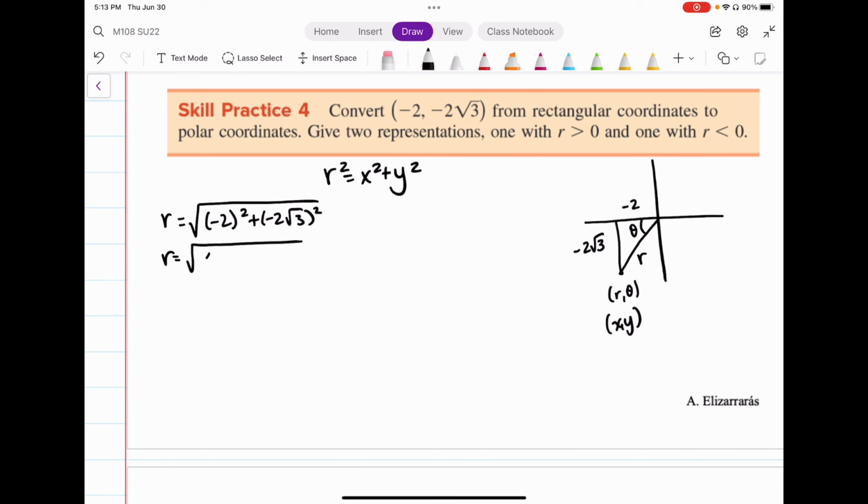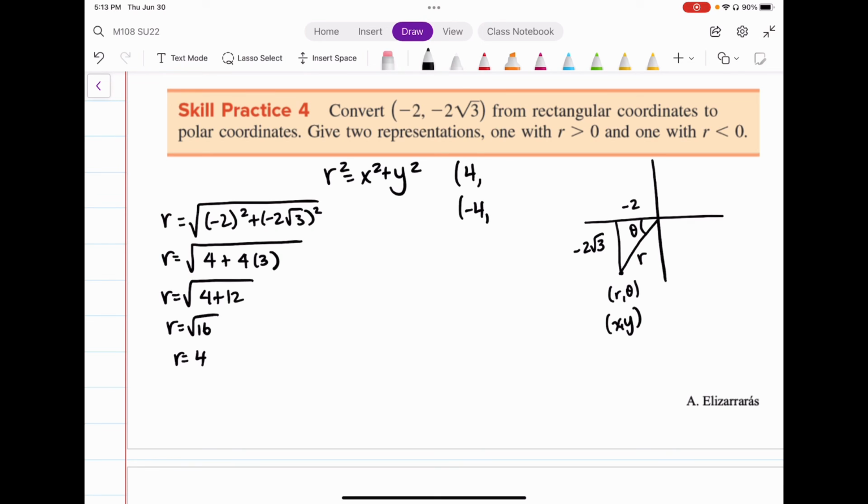Negative 2 squared is 4. Negative 2 root 3 squared, the 2 is squared and the root 3 is squared. This becomes 4 times 3, which is 12, and r is the square root of 16, or r is 4. We are looking for two representations, one where r is 4 and one where r is negative 4.